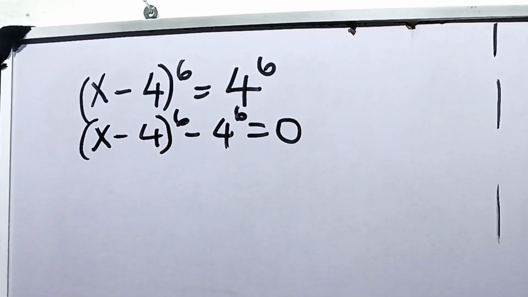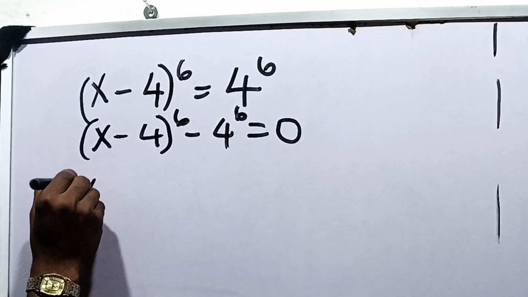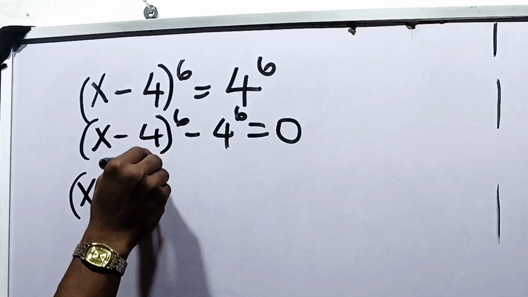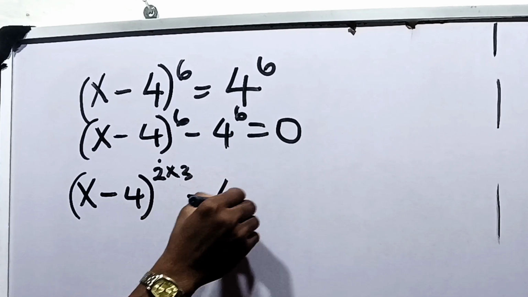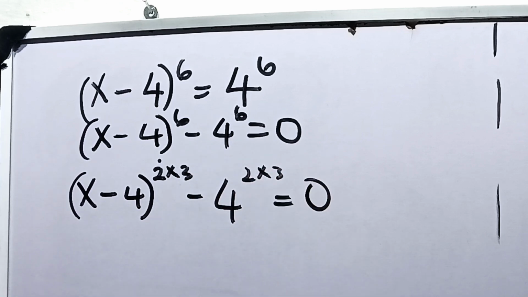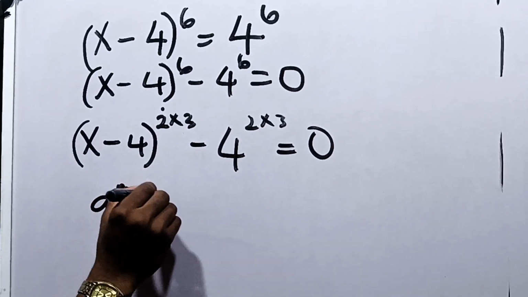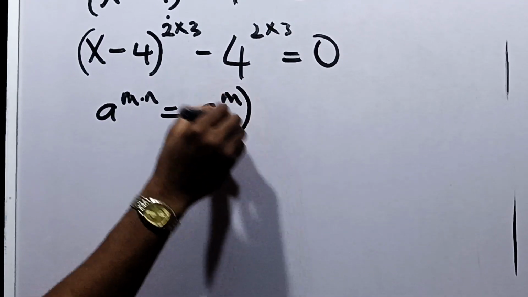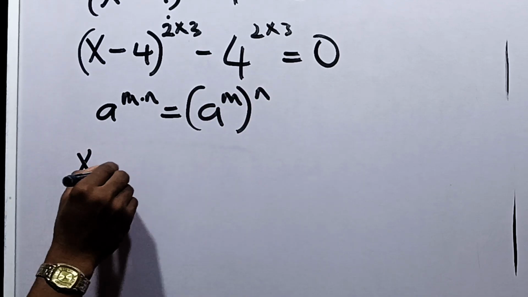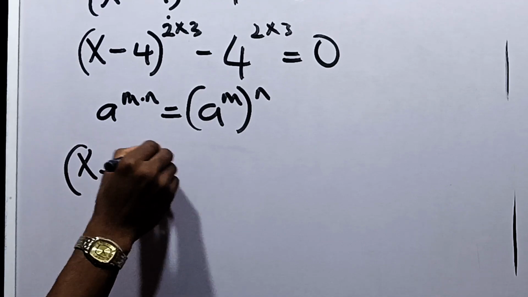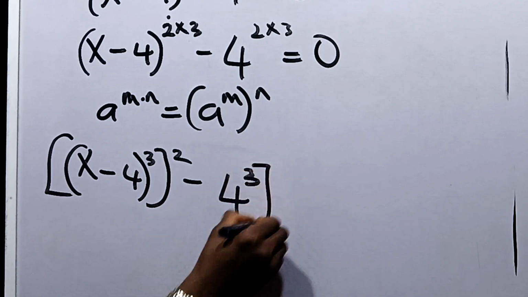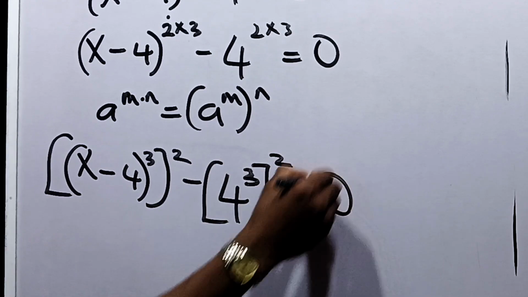Moving on from here, this becomes (x − 4) raised to the power of 6, now 6 is 2 multiplied by 3. So we have (x − 4)^(2×3) − 4^(2×3) equal to 0. Now recall there's a law of indices that says that a^(m×n) is equal to (a^m)^n. Applying this law here, we're going to have ((x − 4)^3)^2 − (4^3)^2 equal to 0.